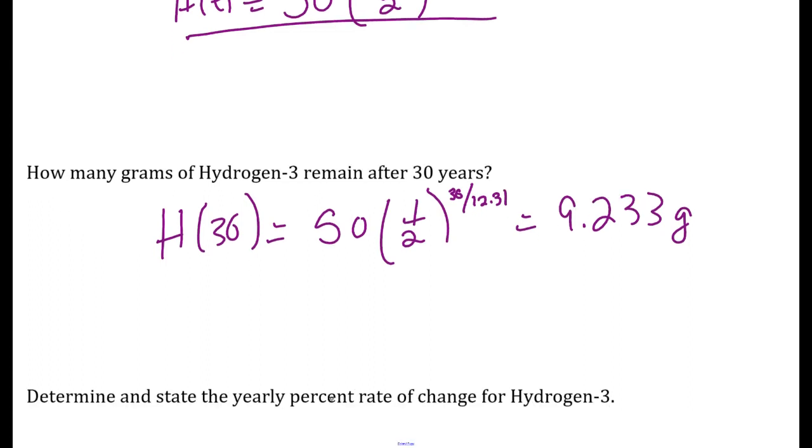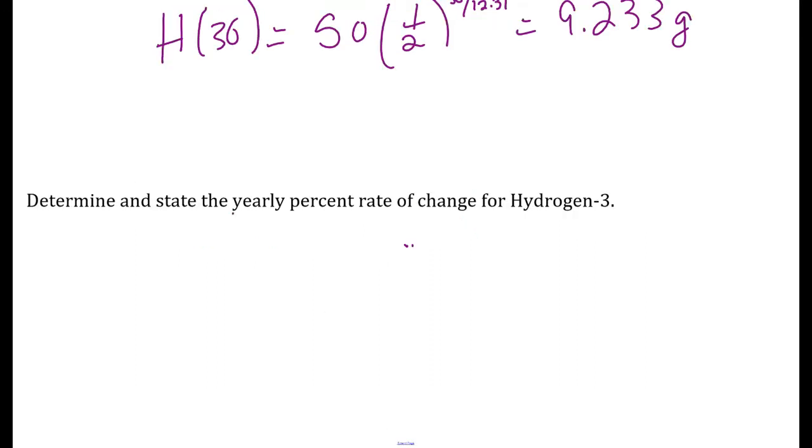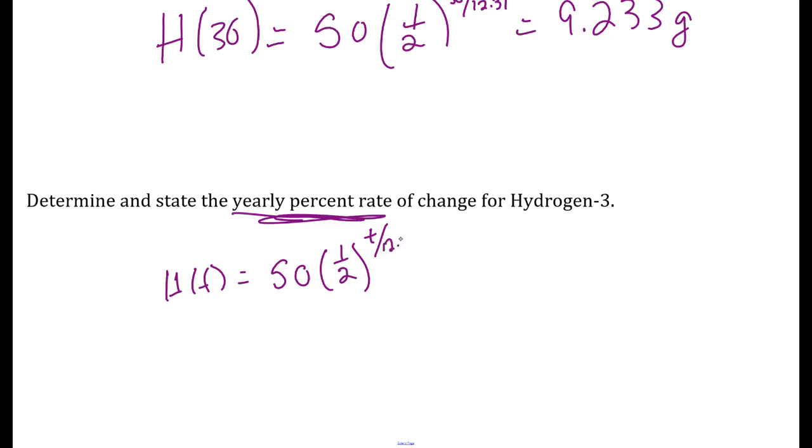Determine and state the yearly percent rate of change for hydrogen-3. So I want the yearly percent rate of change. So we need to somehow manipulate our exponential model here. This is our model that we've been using. This isn't the yearly rate of change, though. This is how much it changes every 12.31 years. So let's use a power to a power property.